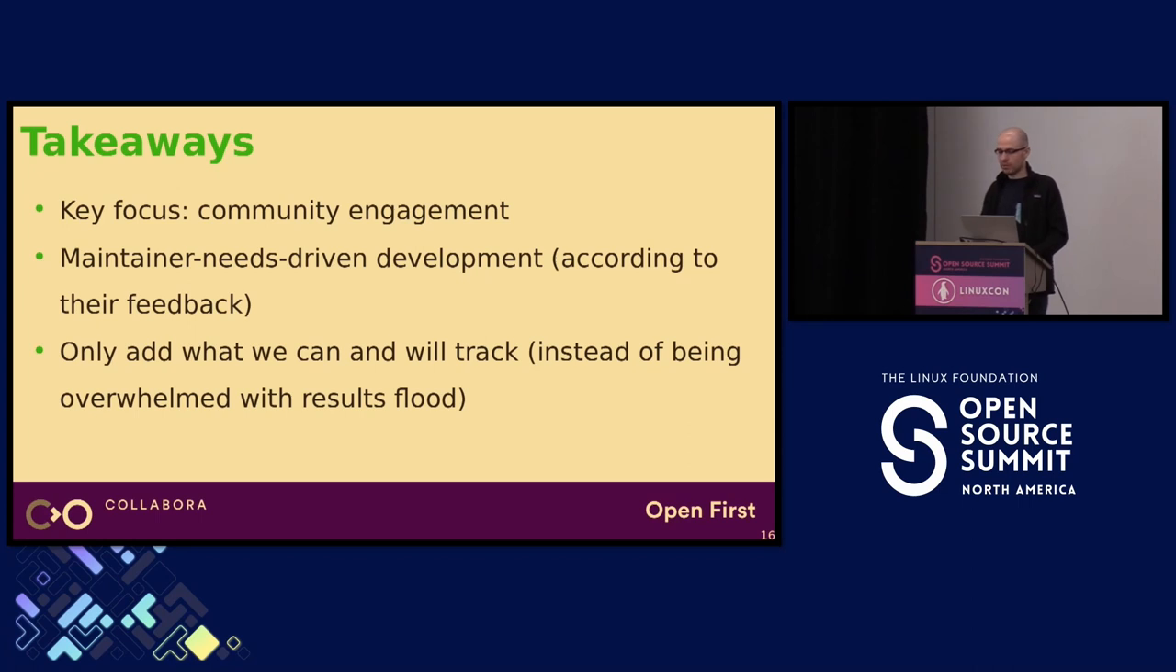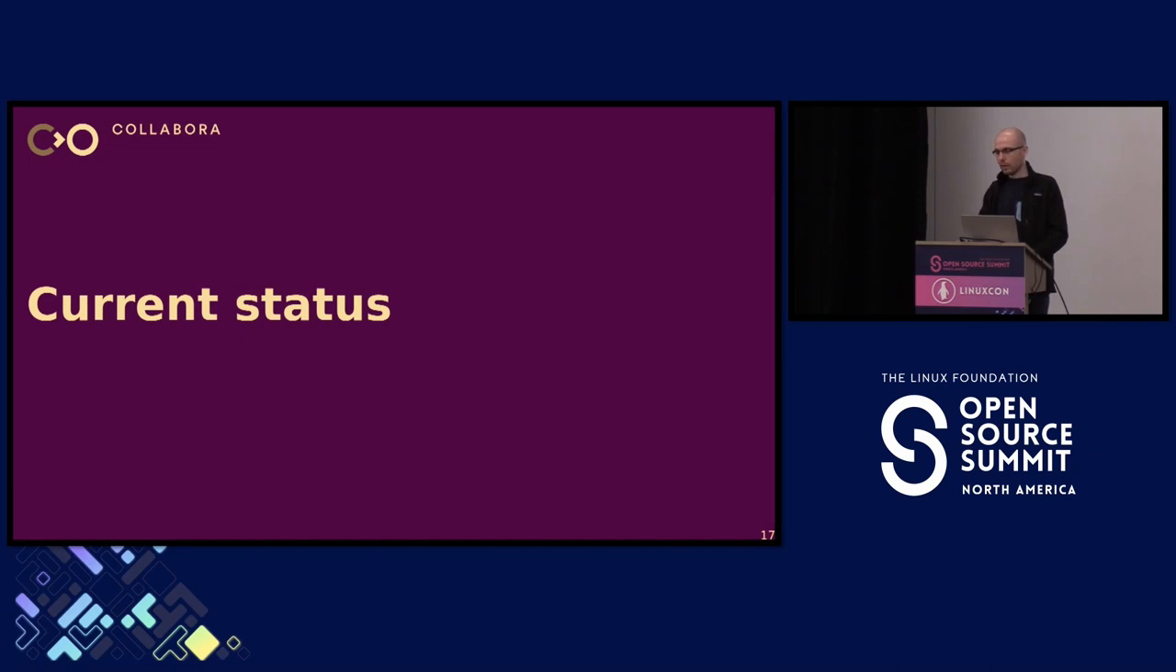Now, let me recap quickly the project goals. The key focus is to engage the community and work according to the feedback received from maintainers and only add what we can and will track, instead of being overwhelmed with a results flood. Now that we know what KernelCI is and what its goals are, let's have a look at recent updates and its current status.